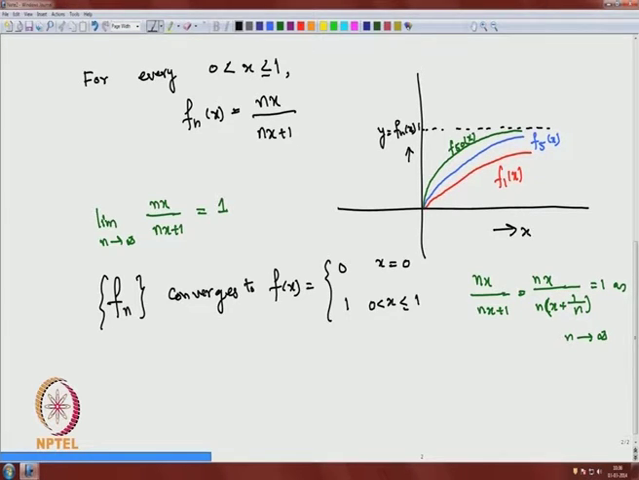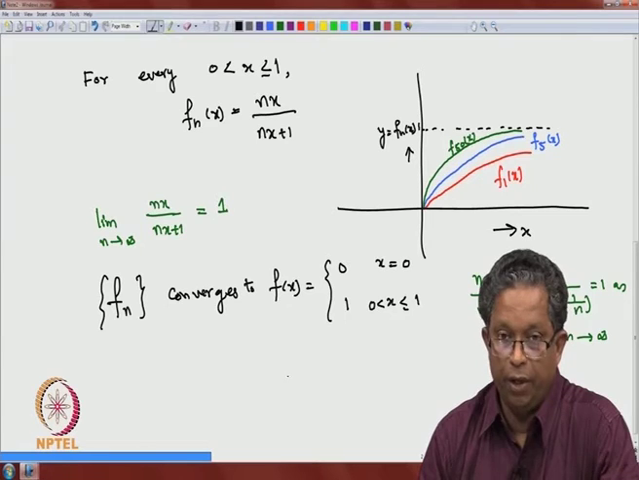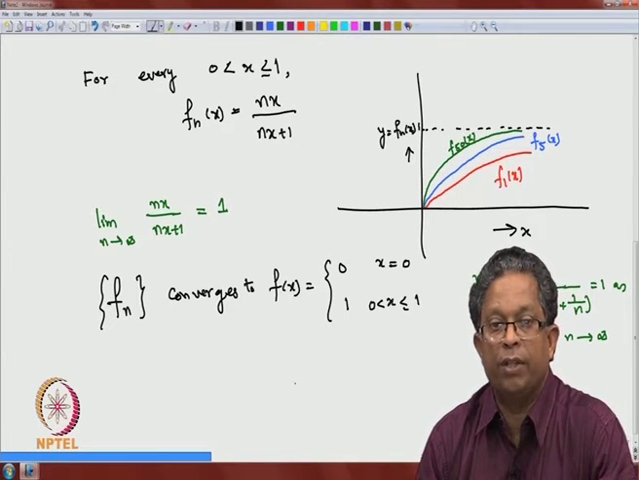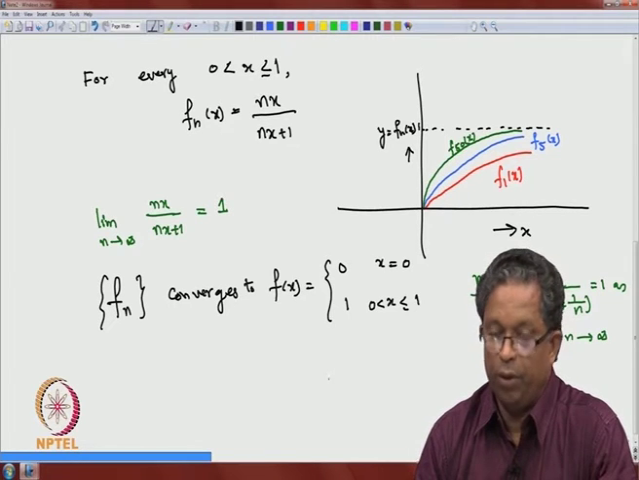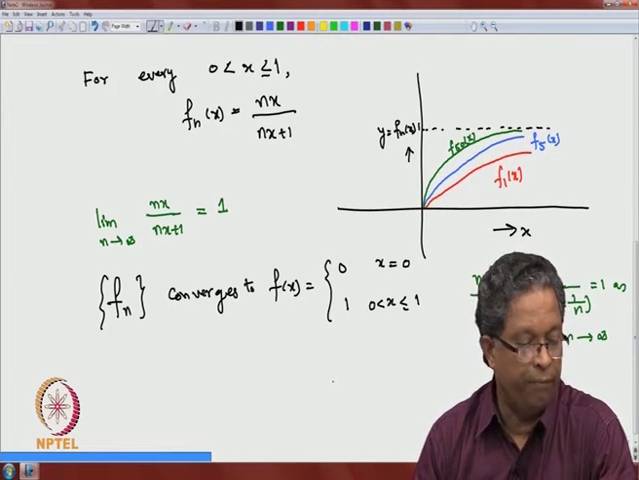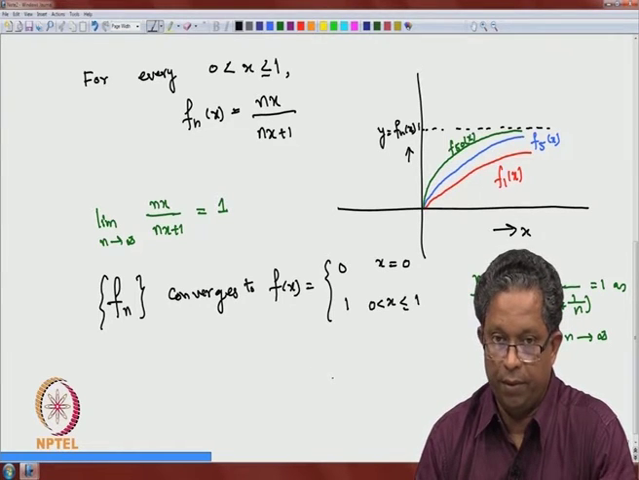Also, each f_n(x) in the sequence is a continuous function on the interval [0, 1], and this sequence converges to a function f(x), the limiting function, which is not continuous and has a discontinuity at 0. So, one thing we observe is that even if we have a sequence of continuous functions which converges to a function f(x) pointwise, it is not necessary that the limit function f(x) will be continuous on the given interval.